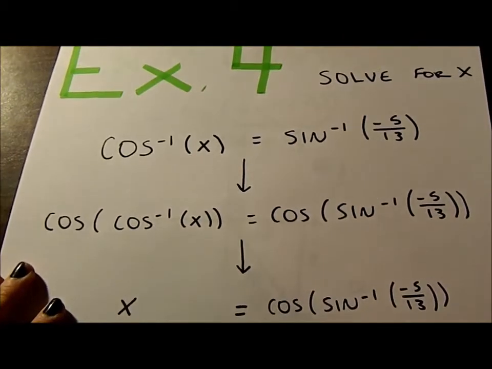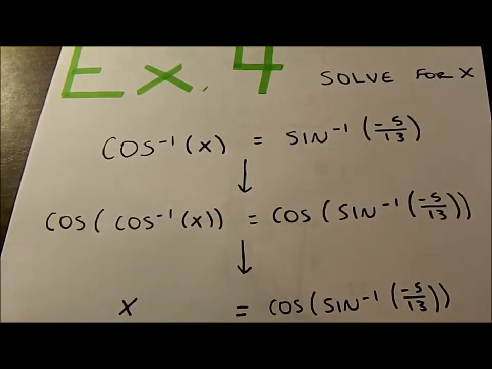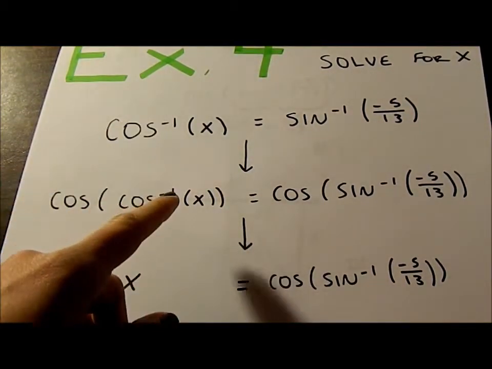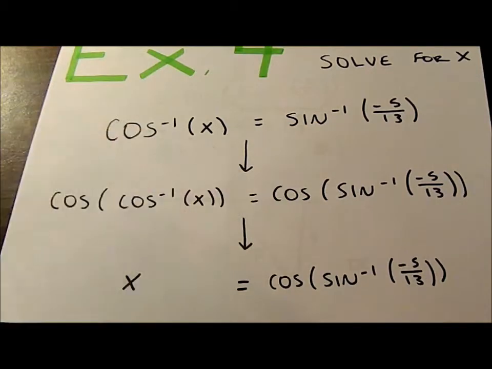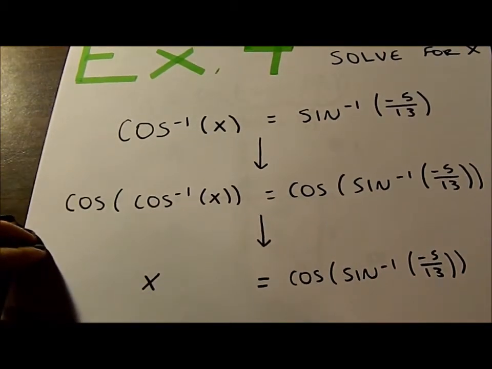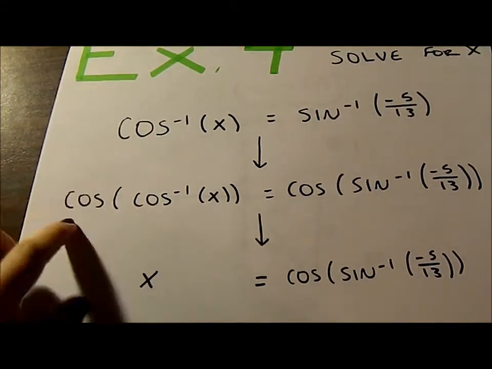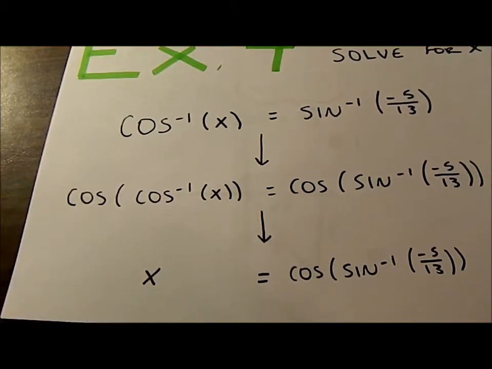So for our final example, we are going to use an equation. We're going to take the inverse cosine of x, set it equal to the inverse sine of negative 5 over 13, and we're going to solve for x, obviously. What we're going to do is similar to another example I just gave: we're going to take the cosine of the inverse cosine of x, and because these are inverses of each other, they'll cancel out, and it'll equal x.